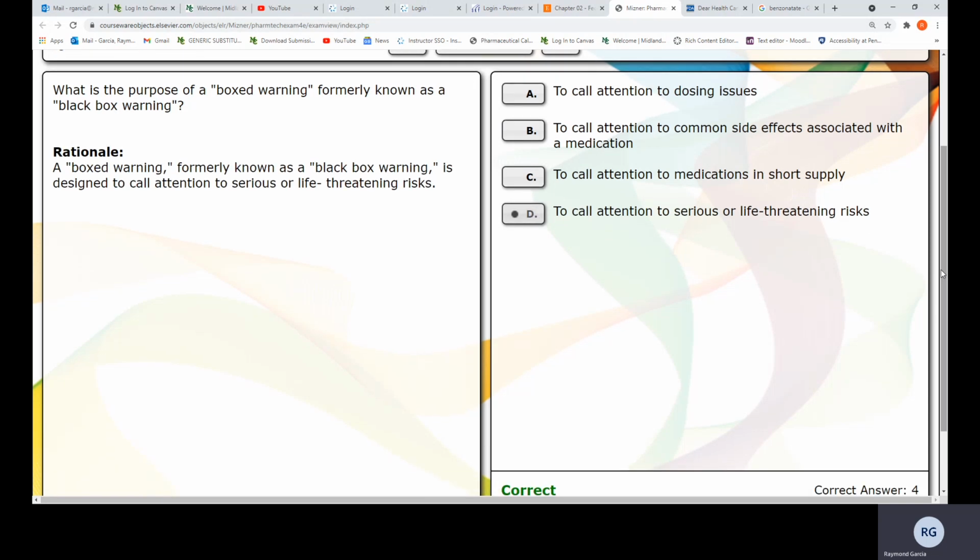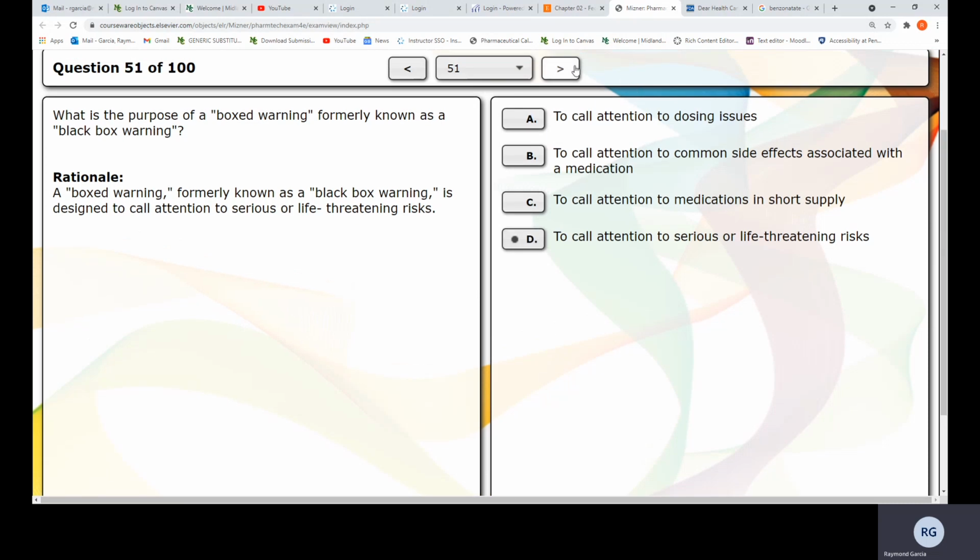Box warning is formerly known as black box warning. It is designed to call attention to serious or life-threatening risks. When I think of that, I think of the black box in an airplane, because they need that to see what happens when they cause the airplane to fall, causing death.